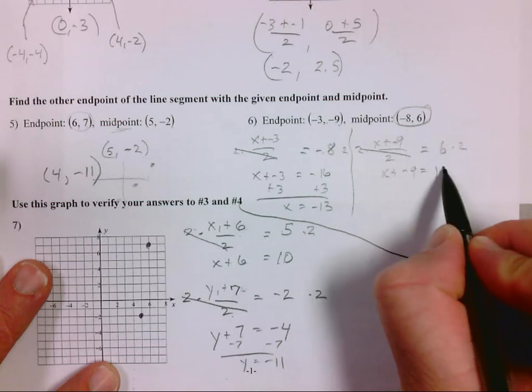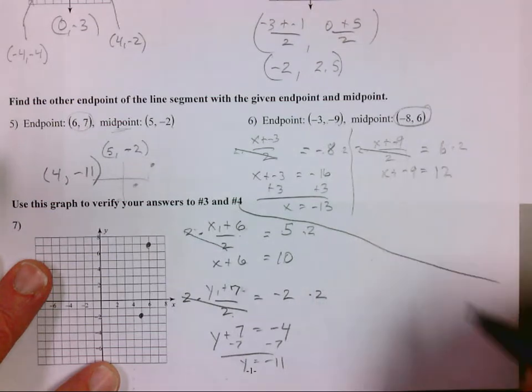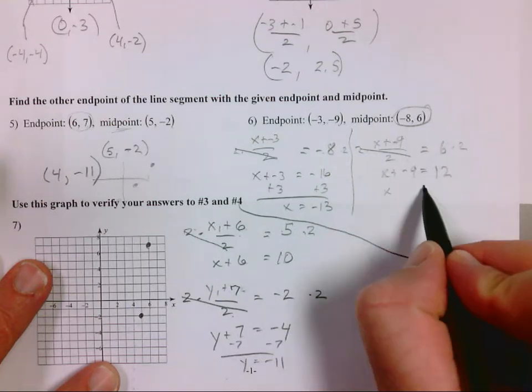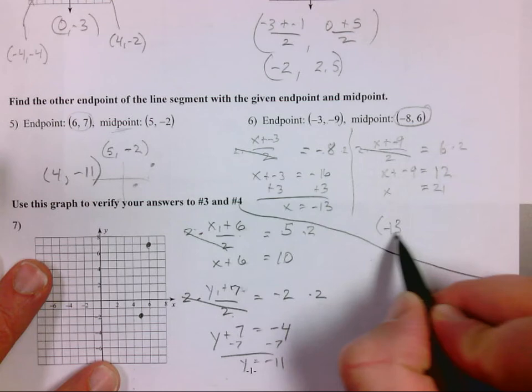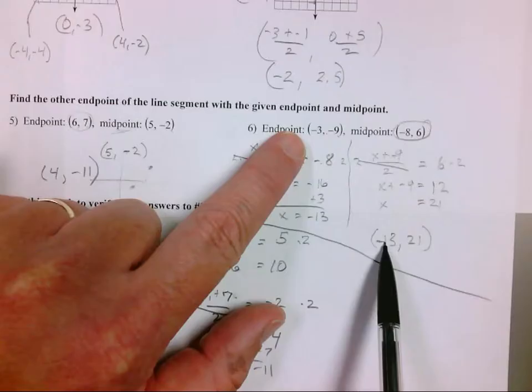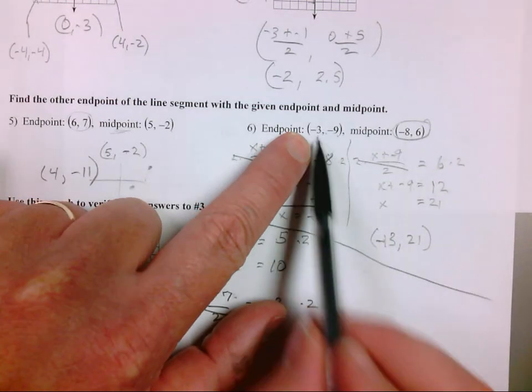You wouldn't be able to graph this one to see it unless you got a bigger graph. But let's check. If I add negative 13 and negative 3, that's negative 16 divided by 2 is negative 8. If I add 21 and negative 9, that's 12 divided by 2 is 6.